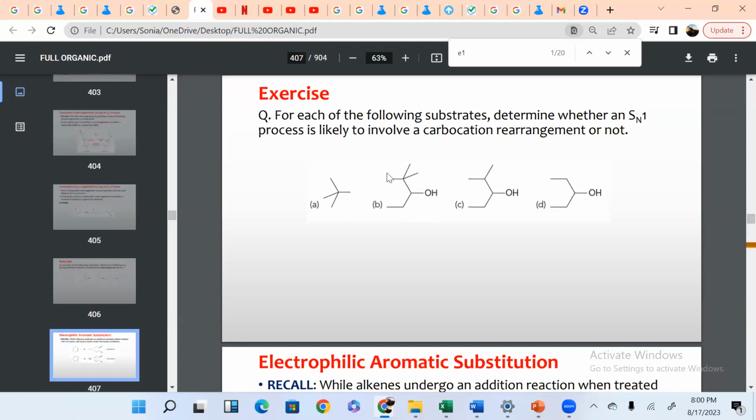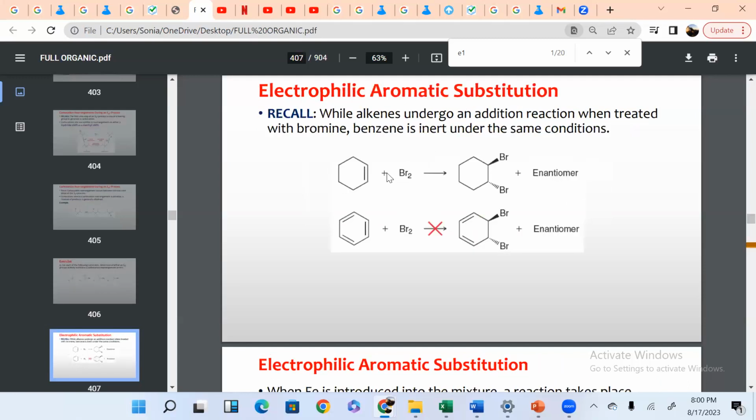So I think those are enough examples. Yeah, we are done with SN1 and SN2 reactions. There are so many organic reaction mechanisms.